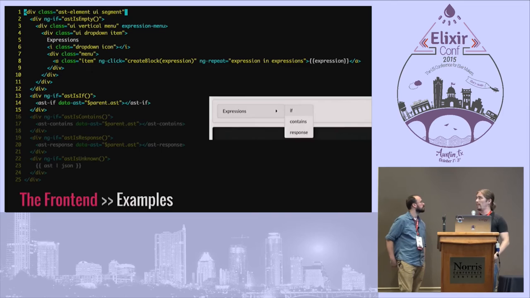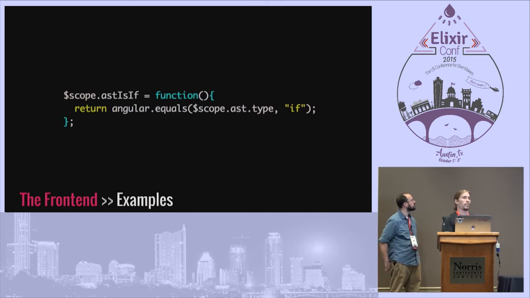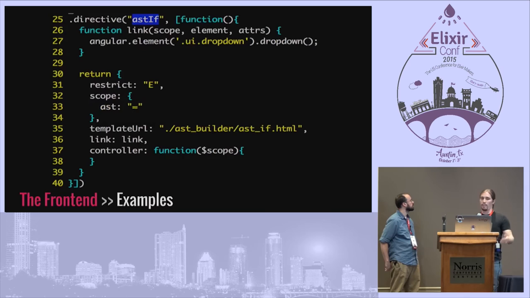If you notice, we're calling that function AST is empty. Since our ngIf returns true, we render a drop-down menu with a button that calls our create block function, and that passes the expression you choose based on the selected value from the menu. Next, on line 13, you can see we're calling another function named AST is if. Back in our directive, we have that very function. It checks our AST again, this time for the string if. And if it returns true, our directive is called, and it renders its template that's defined on line 35.